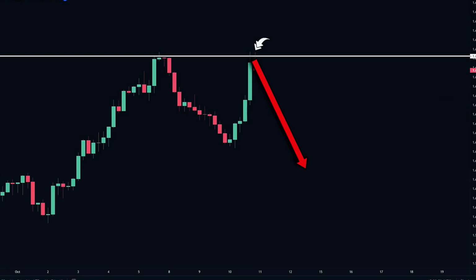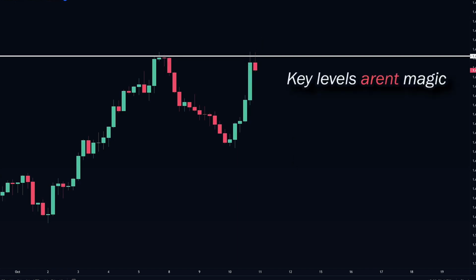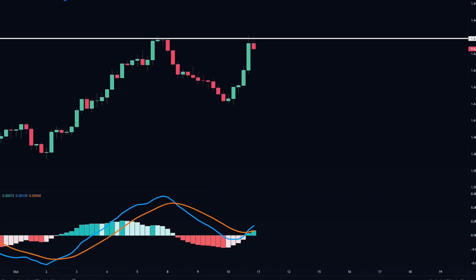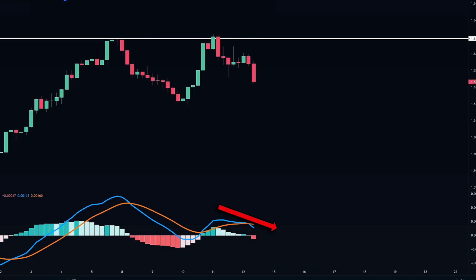However, just because the price touches a key level doesn't guarantee that a reversal will happen, because key levels aren't magic. Prices can always break right through. And that is why we need to use extra confirmation to make sure that there's actual downwards momentum as price touches this area, which is where the MACD indicator comes into play. Now, what most traders will do is that they'll actually wait for the MACD to cross over downwards before taking a short position. However, by doing this, notice that the downwards movement has already been made and you would have entered in late.